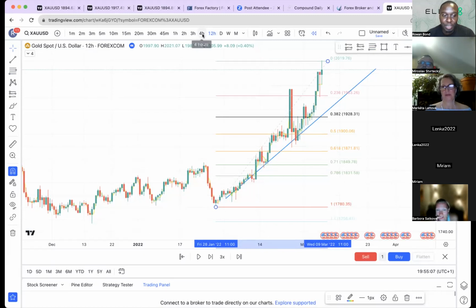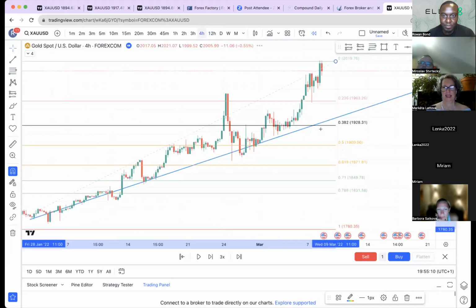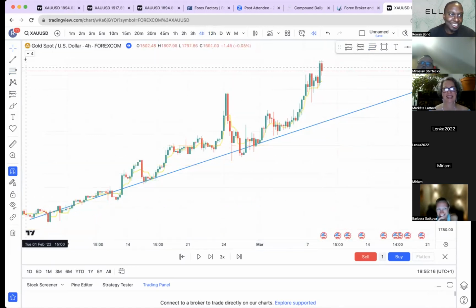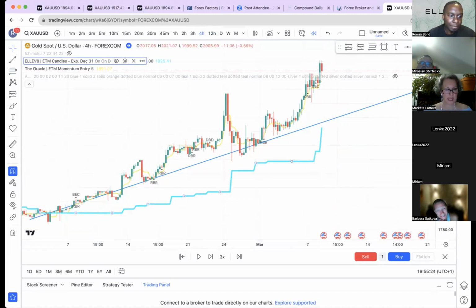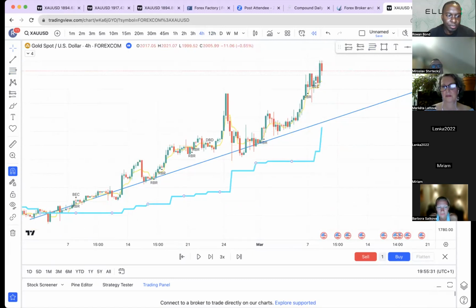Let's look at the 4 hour. Okay. Please can you put the ETM indicator? Okay. Yeah. Let's put the ETM indicator. These are indicators that can be turned on in TradingView and that help us. Do you see a different low now on the 4 hour time frame? Yeah.